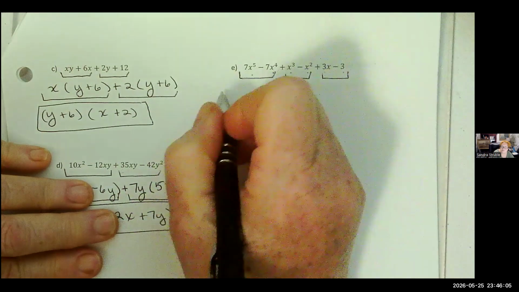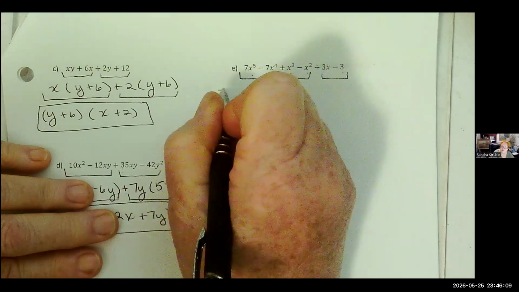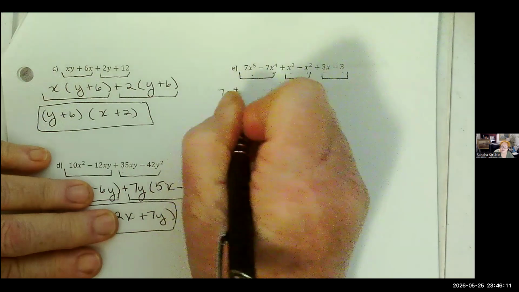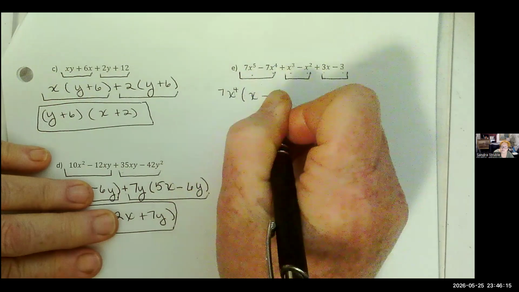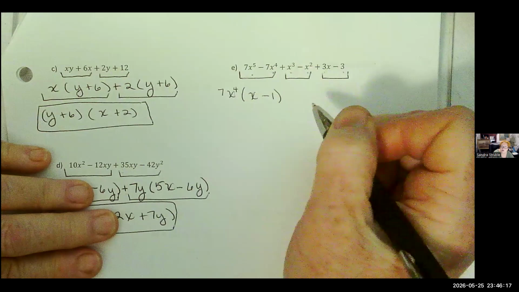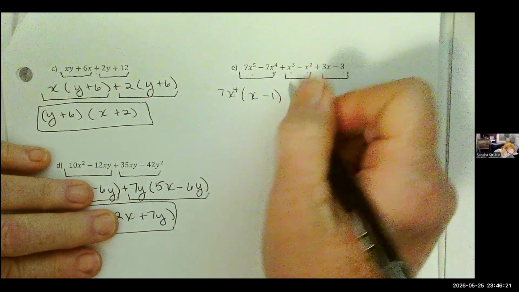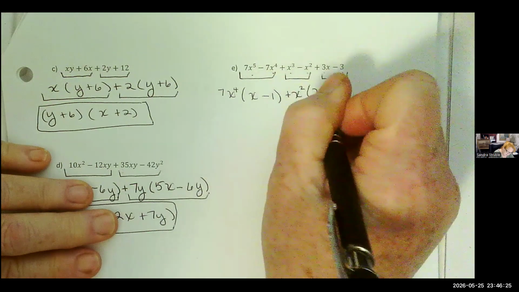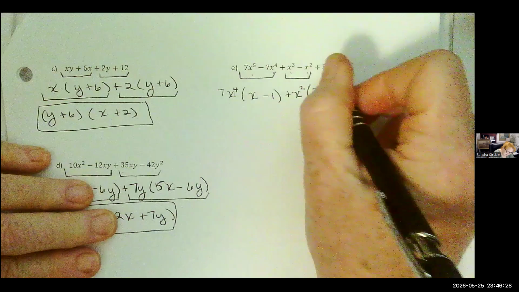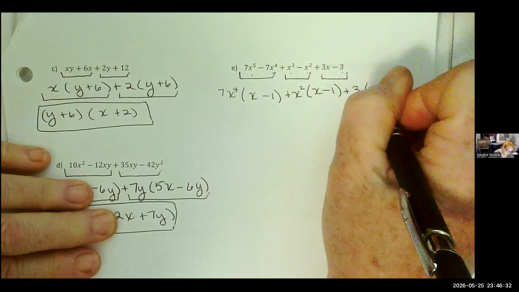The first 2 terms have 7x to the 4th that I can factor out. That will leave me with an x minus 1. The second 2 terms have x squared in common that I'm going to factor out. That leaves me with an x minus 1. And then the third 2 terms have a 3 in common. So that leaves me with an x minus 1.